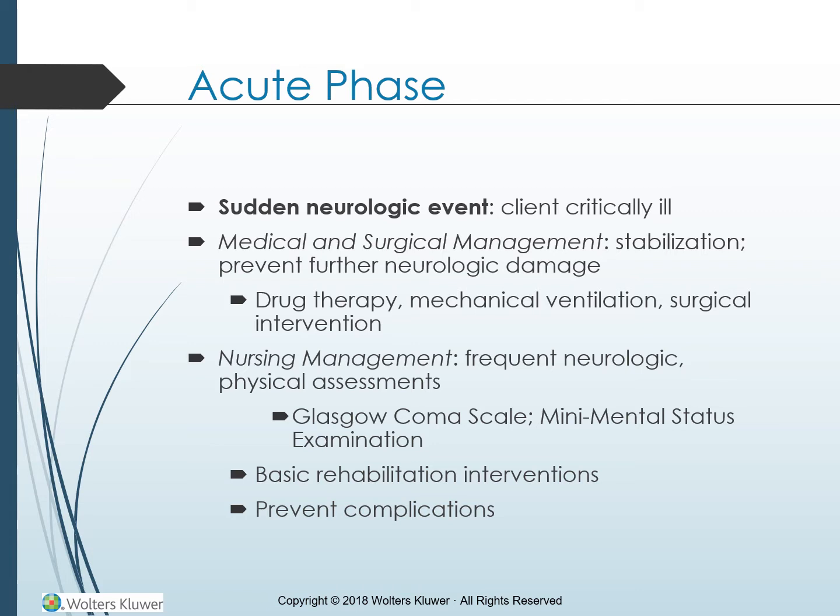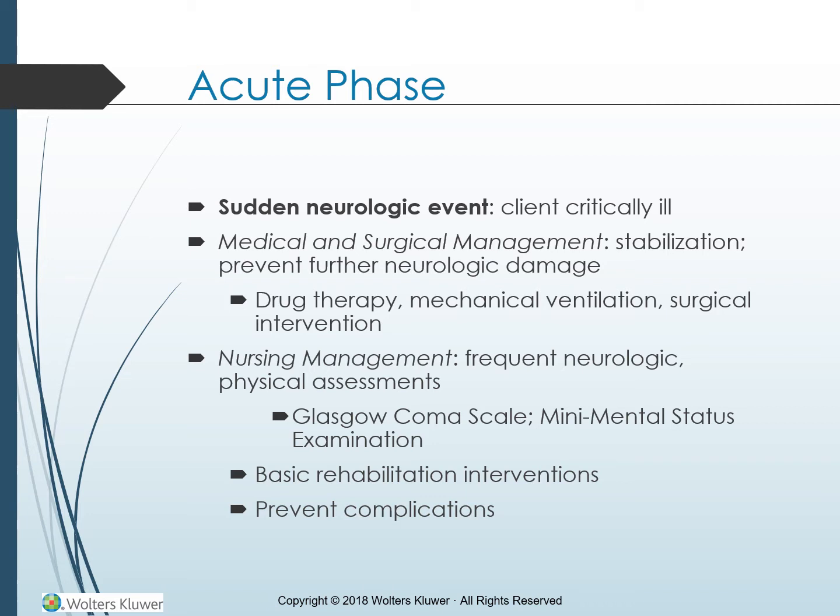Medical and surgical management. The focus of management during the acute phase is to stabilize the client and prevent further neurologic damage. The client with a CVA may require management of hypertension or hypotension through drug therapy. The client with a head or spinal cord injury may require respiratory support through mechanical ventilation or surgical intervention to stabilize the injured area or remove bone fragments, blood clots, or foreign objects. Sometimes surgery is postponed until the client is stabilized and the acute phase is passed. In other instances, surgery is performed during the acute phase as a life-saving measure.